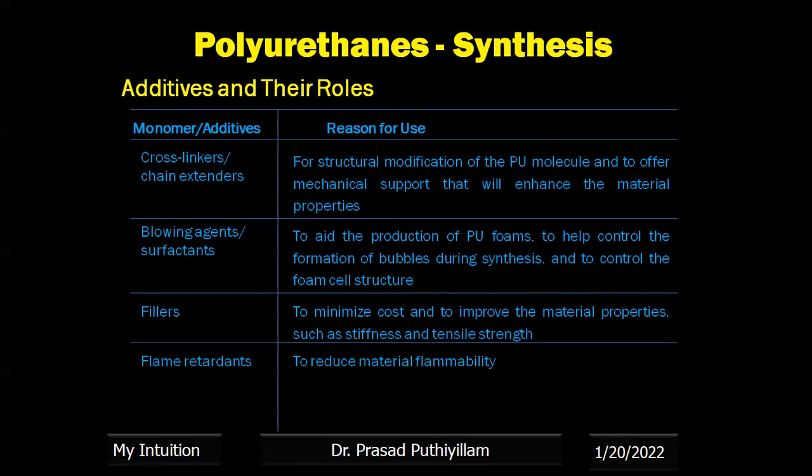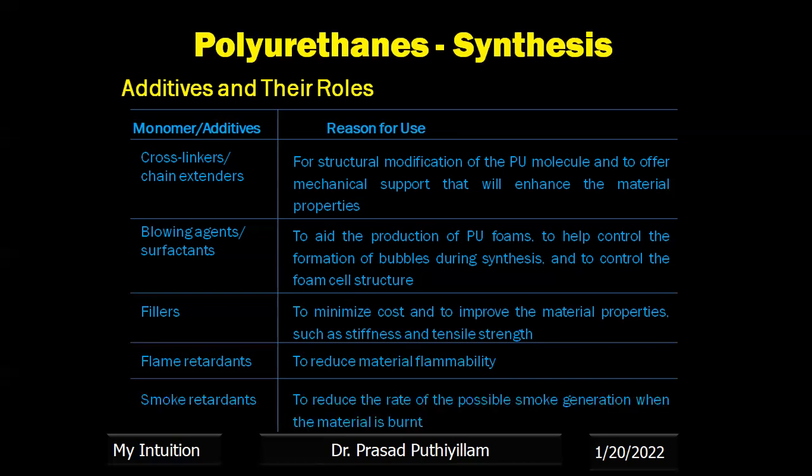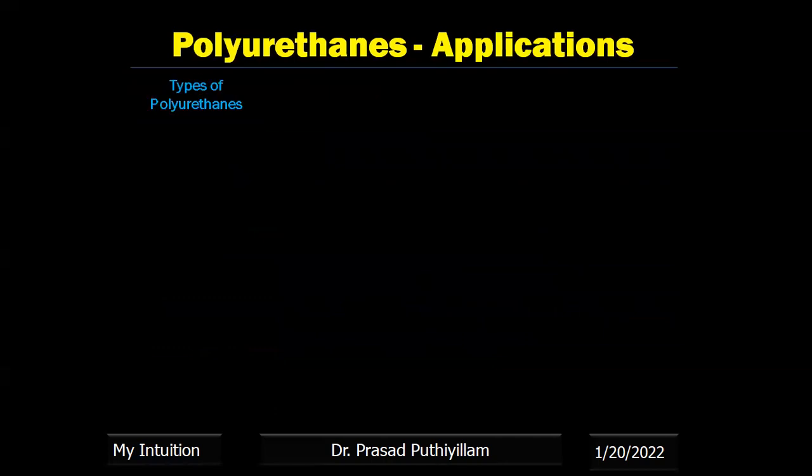Flame retardants are used because polyurethane as such is highly flammable. Therefore, we know that polyurethane will catch fire immediately. To reduce its flammability, flame retardants are also added along with the polyurethanes. Smoke retardants: when it catches fire, too much smoke is produced, which will cause pollution. To avoid that, to reduce the rate of smoke generation, smoke retardants are also used.